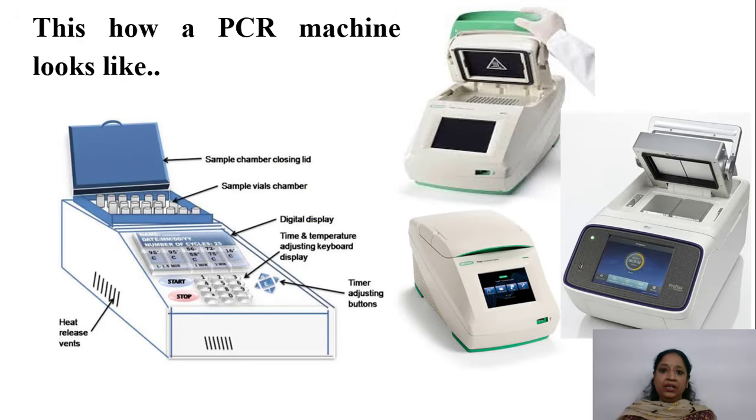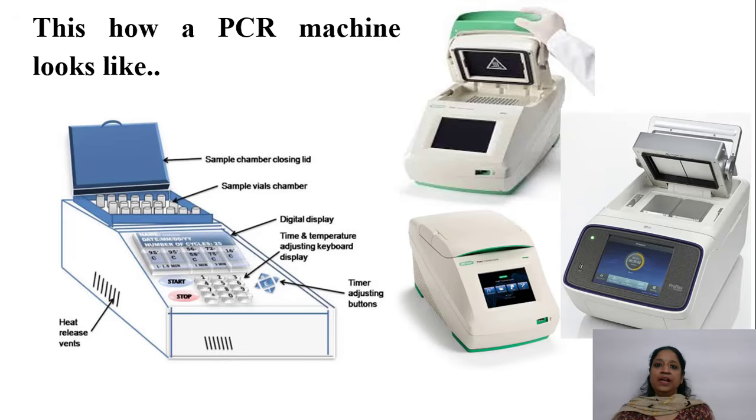This is how a typical PCR machine looks like. It is a compact device designed to automate the temperature changes required for the PCR process. While it may look simple on the outside, it's a sophisticated piece of equipment that plays a critical role in the lab. The machine contains a metal block with wells where reaction tubes are placed. These wells are designed to fit standard PCR tubes and ensure even heat distribution.